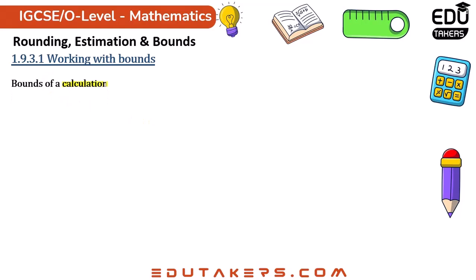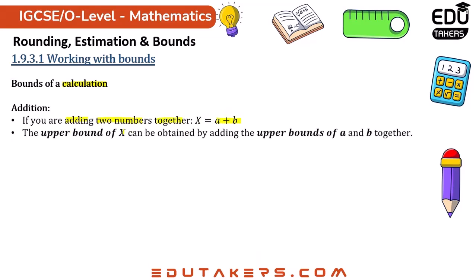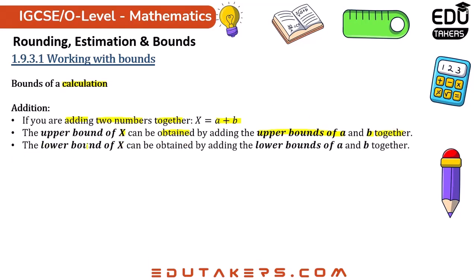Bounds of a calculation. For addition, if you are adding two numbers together, x equals a plus b, the upper bound of x can be obtained by adding the upper bounds of a and b together. The lower bound of x can be obtained by adding the lower bounds of a and b together.